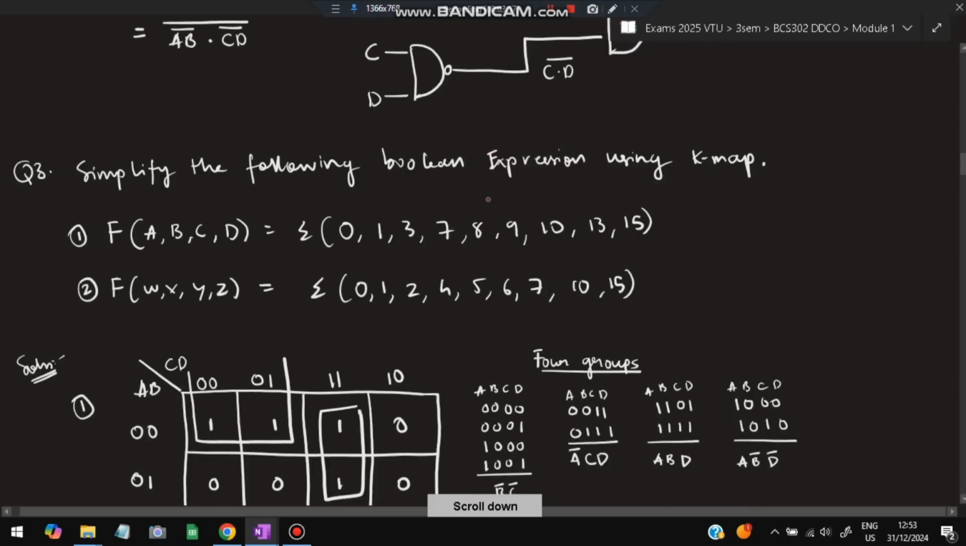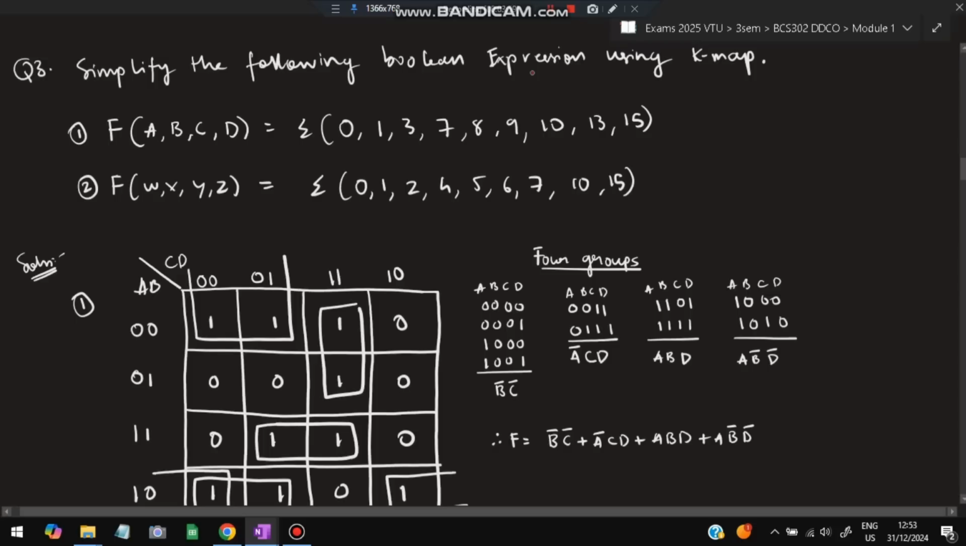Okay, moving on to the third super important question: simplify the Boolean expression using K-map. K-map is never to be missed. You have to never miss K-map. It's a very, very important question. Almost in all the papers, K-map has come. So this is the most important topic in this whole subject also.